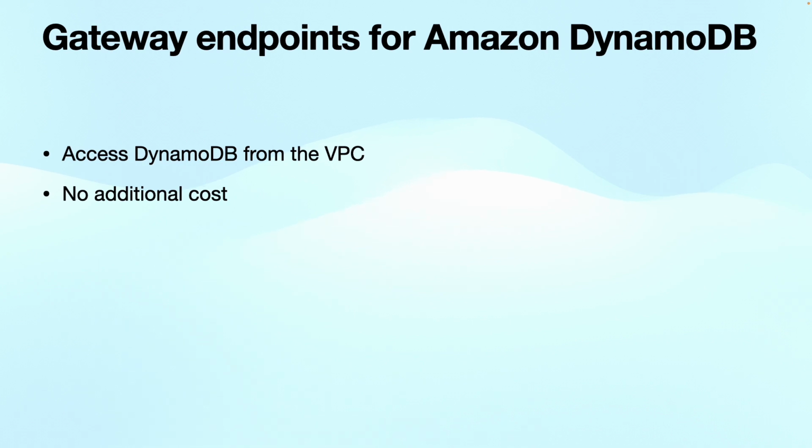There is no additional charge for using gateway endpoints. That's the added point. So if you're setting up an architecture to access in-VPC resources, setting up a gateway endpoint is the best way to go. But if you have on-premises resources that need to be accessed through private network, then you need to set up AWS PrivateLink for DynamoDB.